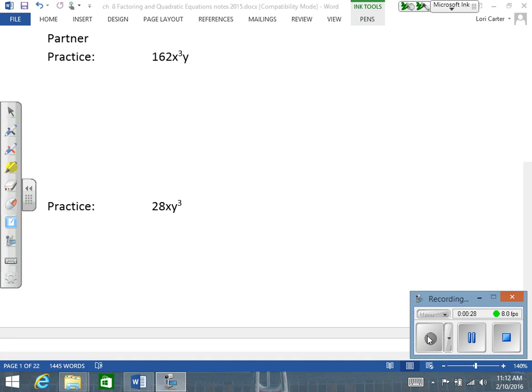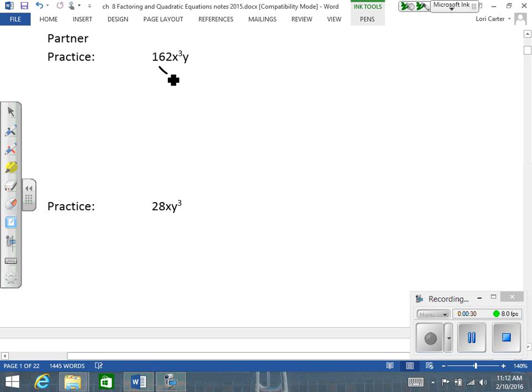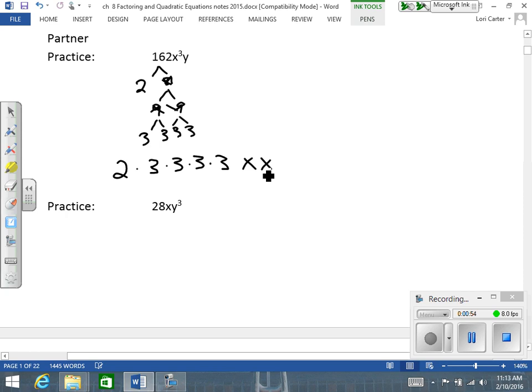All right, what did you use to factor 162? 81 and 2. So you did 2 and 81. 81 is what? 9 and 9. 3 and 3, 3 and 3. What doesn't count in here? The 9s and the 81, right? Yep. So this is 2. How many 3s? 4. How many x's? 3. How many y's? 1. Good.